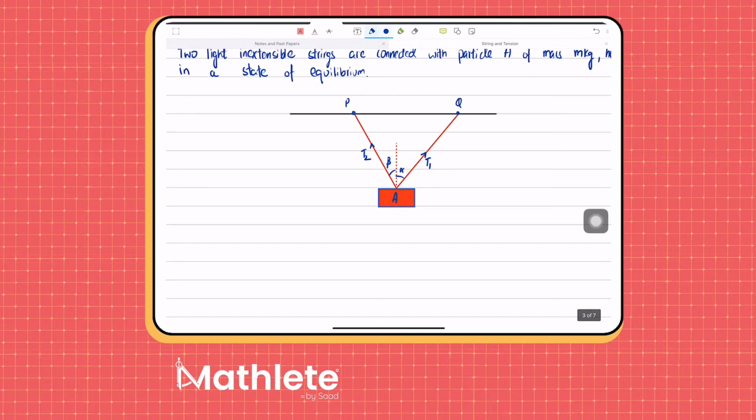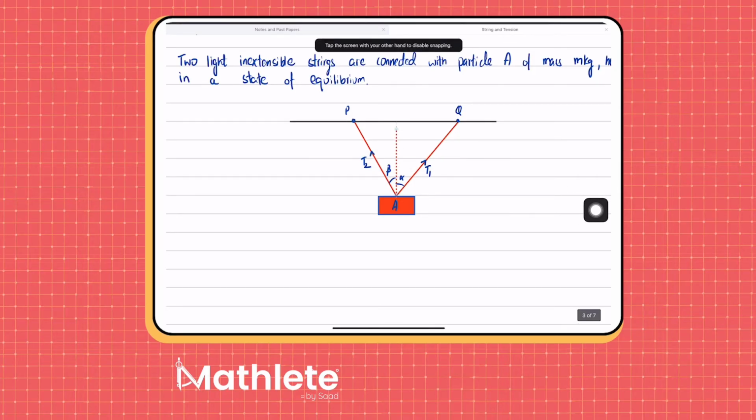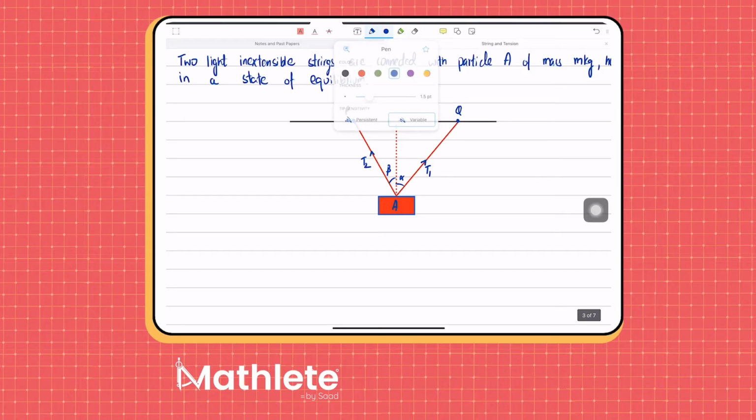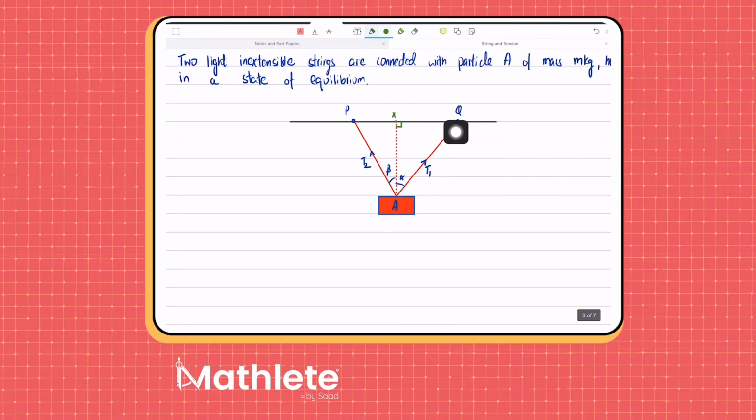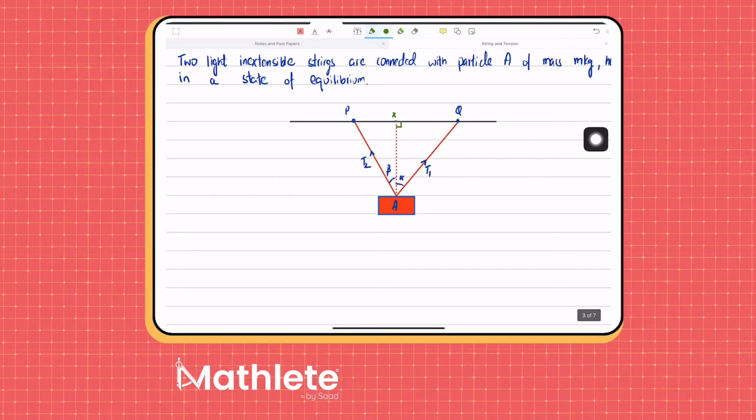First of all, let's extend this line a little. Then what kind of triangle are we looking at? We're looking at a 90-degree triangle. T1 becomes the hypotenuse, and the length from this point, let's call it point X, to point Q becomes the opposite side. So what will be the horizontal component of T1? The horizontal component of T1 will be T1 sine alpha.